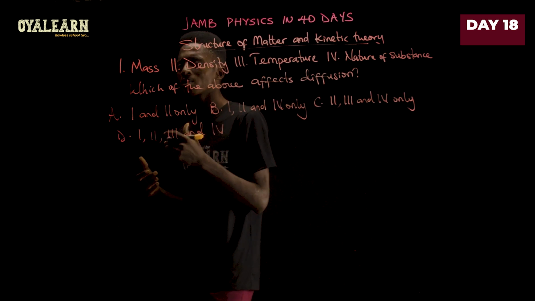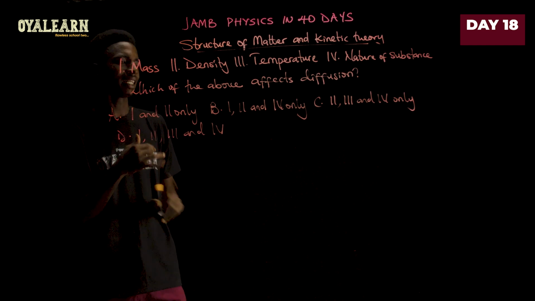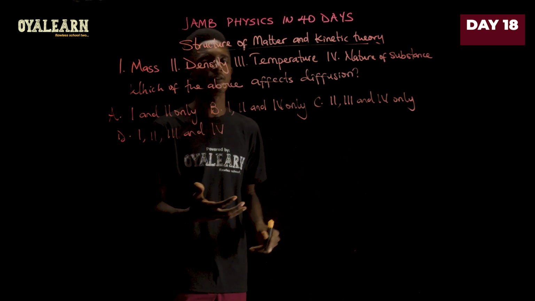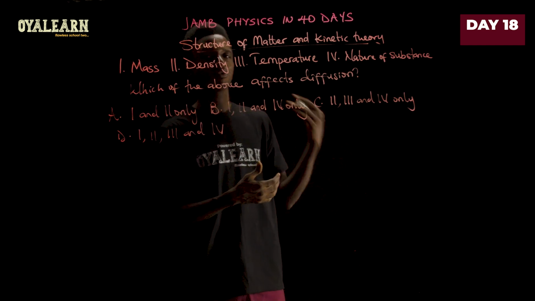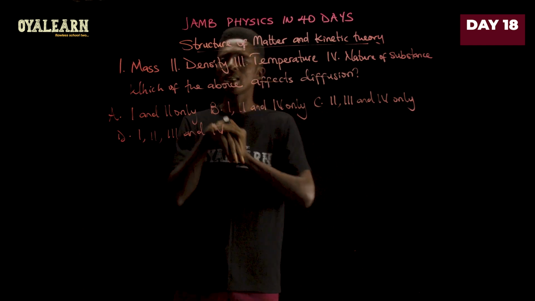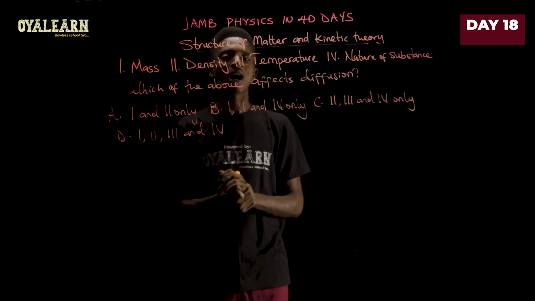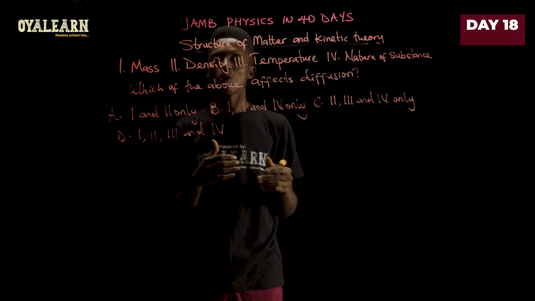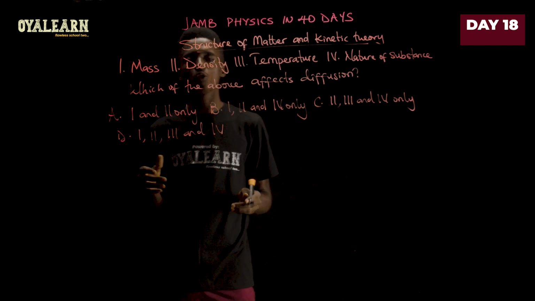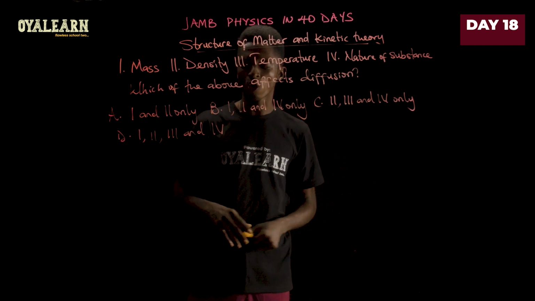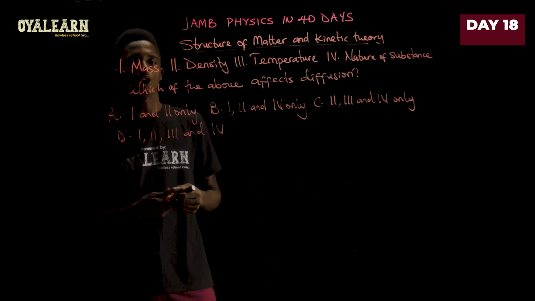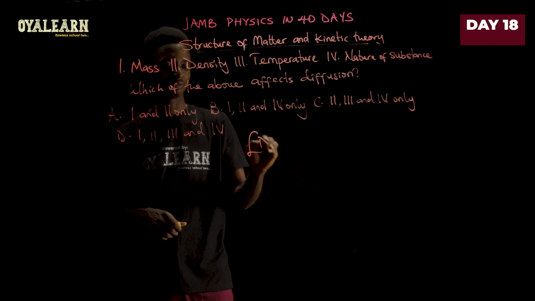So natures of substance, such as polarity and the likes, can affect how diffusion occurs. It can affect the rate of diffusion. So we see all these four can affect how fast or how slow a substance is going to diffuse. So the correct option will be the one that combines all the four of them, and that is what we see in option D. So we go with D.